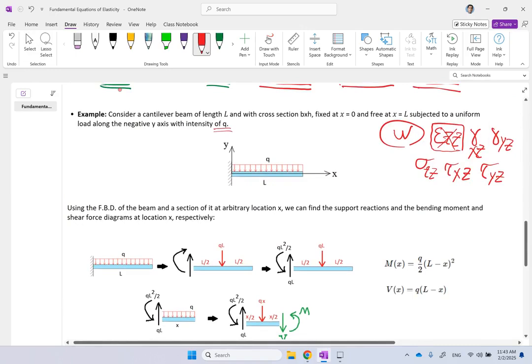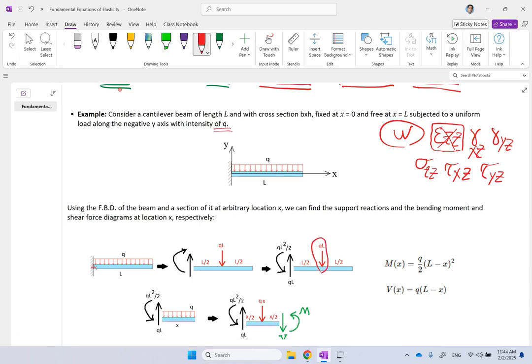And now if we go and look at it, the first thing we need to do is, of course, find the free body diagram so we can find the support reactions at this cantilever. The axial load is zero, the vertical load and the bending moment we can easily find by replacing the uniform load by a single load, which is QL, and exactly in the middle we can find the shear force to be QL and the bending moment to be QL squared over 2. So these are the support reactions.